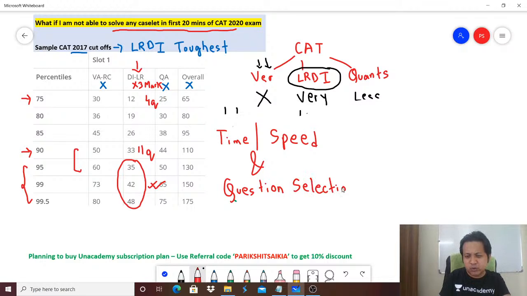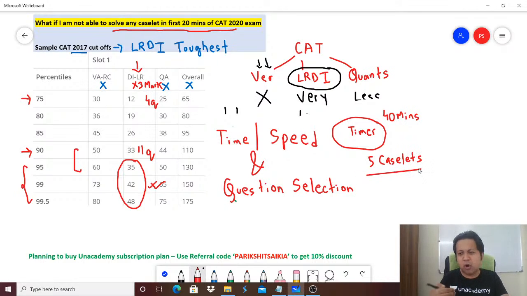So what you need to do at this point of time is practice. Whenever you are practicing at home, please have a timer on and set the timer to 40 minutes and take, let's say, 5 caselets initially to start with. Will you be able to solve all the 5 caselets at your home? No. Why? You cannot solve 5 in 40 minutes. But you will try to select out of the 5 at least 2 or 3 caselets initially to start with.